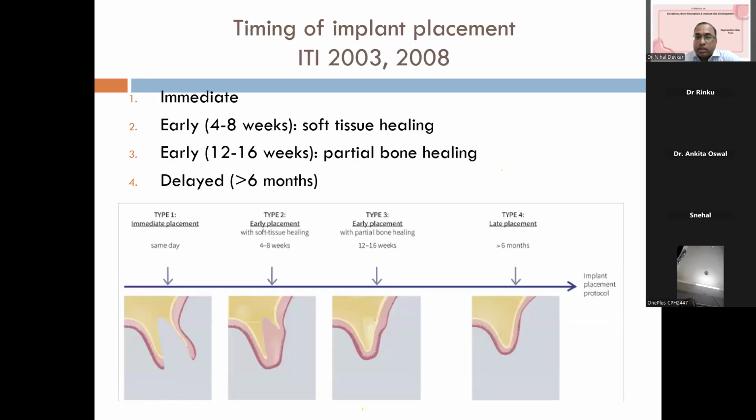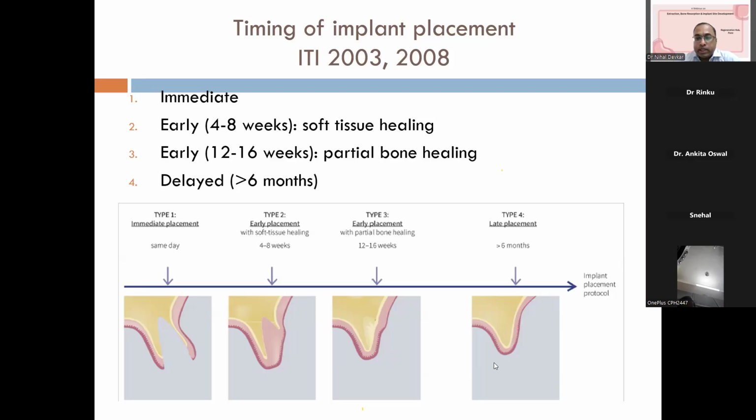Similarly, there is a society known as ITI, International Team of Implantologists, that has given the classification of the implant placement. Again, this is based on the healing of the sockets. They have classified into immediate implant placement, that is on the same day of the extraction, early implant placement, that is within 4 to 8 weeks, where you have majority of the soft tissue healing that has happened. Then you have further early, that is somewhere around 12 to 16 weeks, where you have partial bone healing, and delayed, where there is somewhere around more than 6 months of healing.